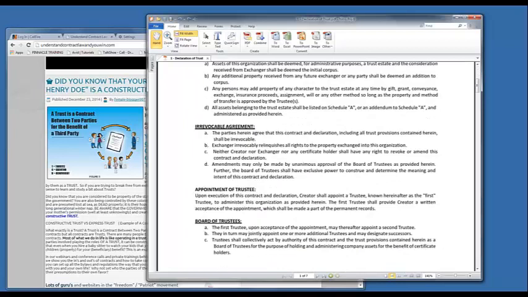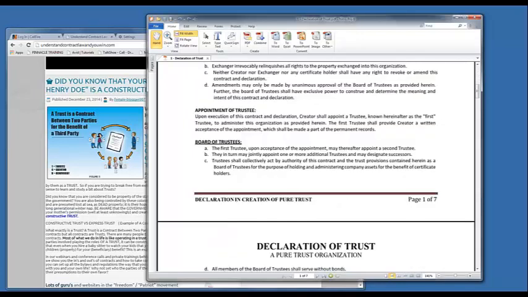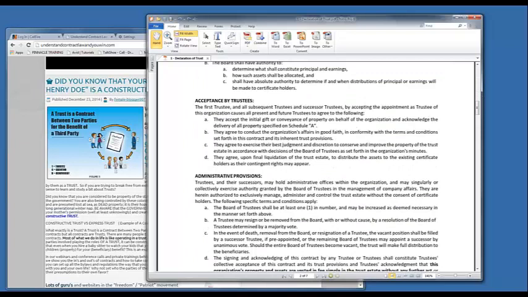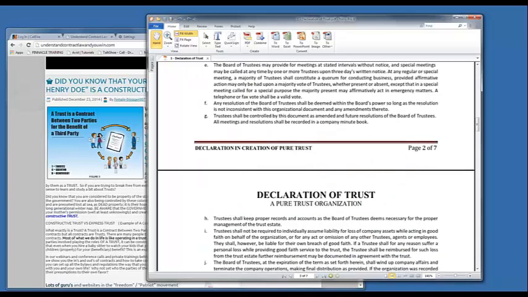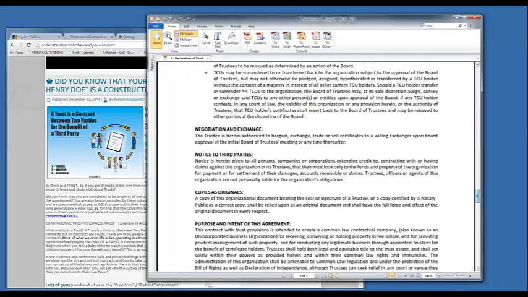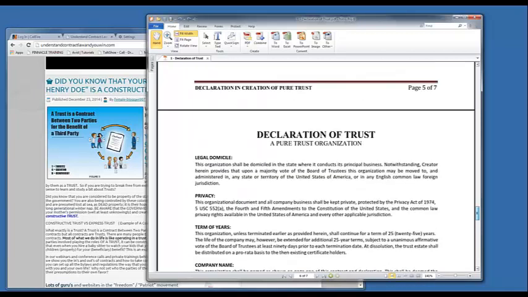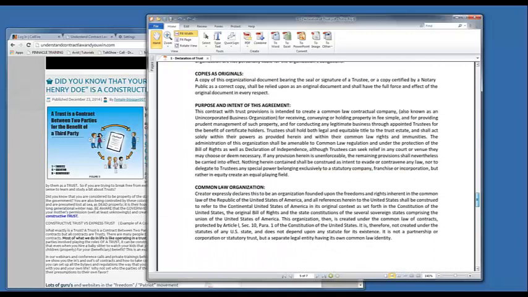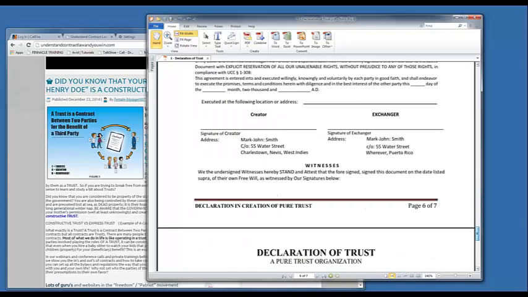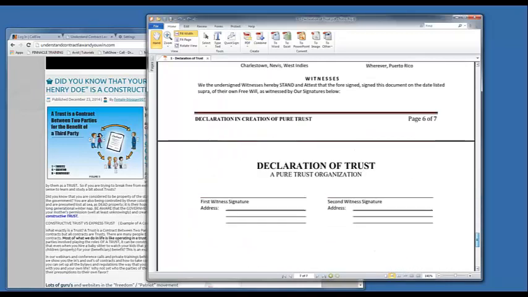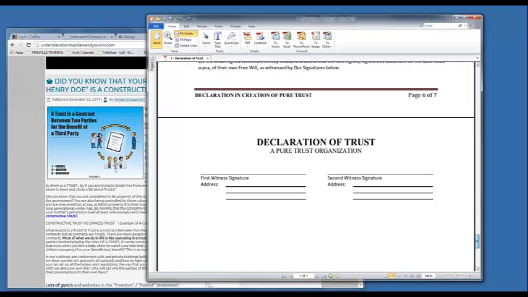You've got the administration of trust estate, irrevocable agreement, appointing of the trustee, board of trustees, discretionary power, acceptance by the trustees, administrative provisions, and so on, all the way through 7 pages, and in witness, the term of years, the legal domicile, the common law, the purpose and intent of the agreement, signature between the parties, and witnesses.